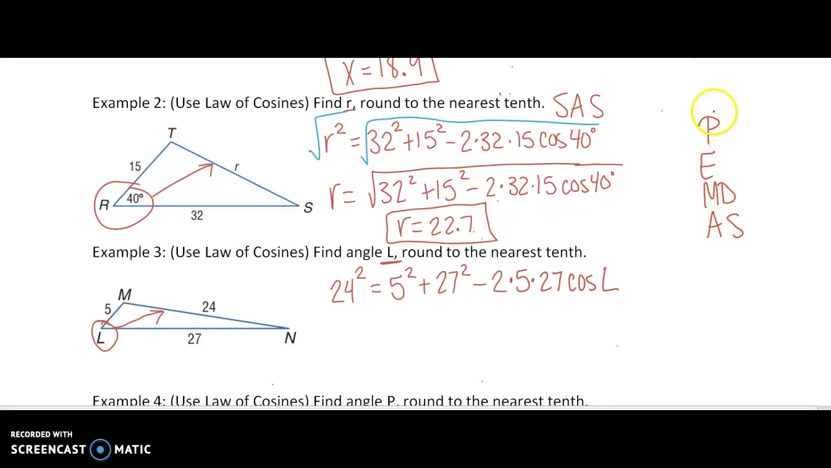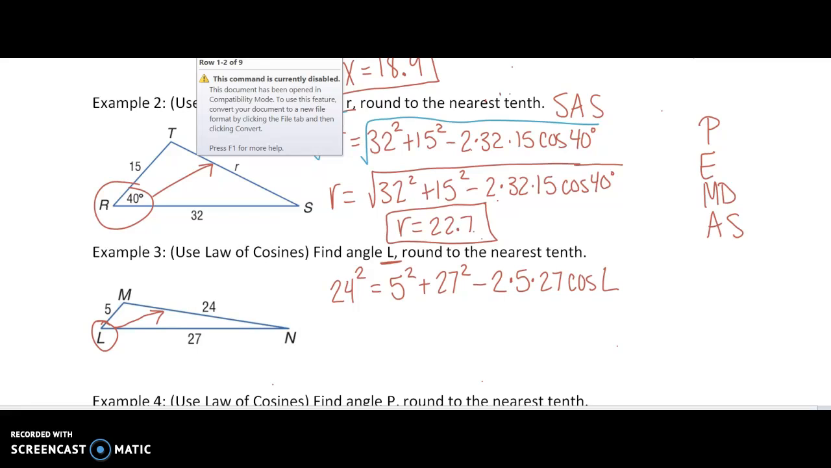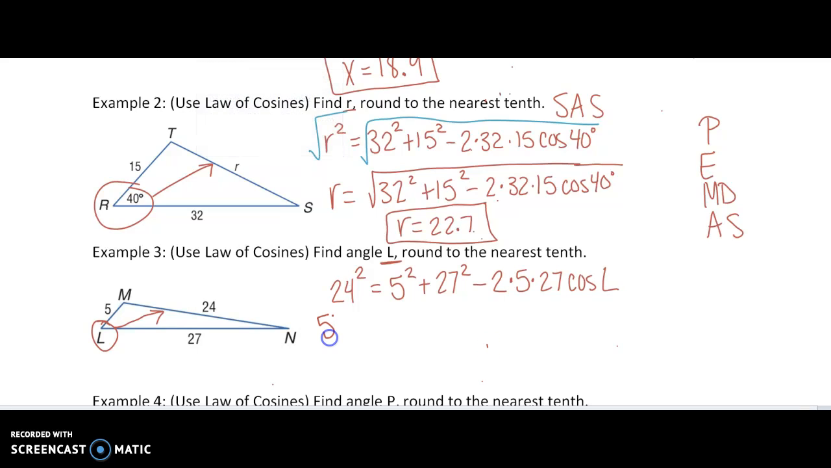Okay, PEMDAS. So we start with parentheses. I don't have those, but then I need to go to exponents. So my first step, I would suggest taking 24 squared and figuring out what that is. So 24 squared happens to be 576. Then I would also calculate 5 squared and 27 squared.